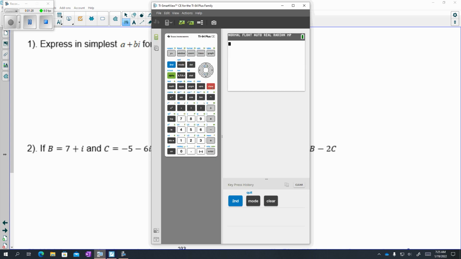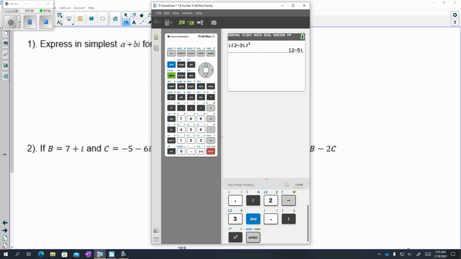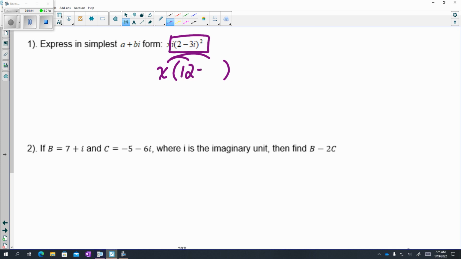So in the home screen, I'm going to do i, which is second decimal point, 2 minus 3i, close my parentheses, squared. And I get -5 minus 12i. So this part went in the calculator. And then when I distribute into that, we get -5x minus 12xi.